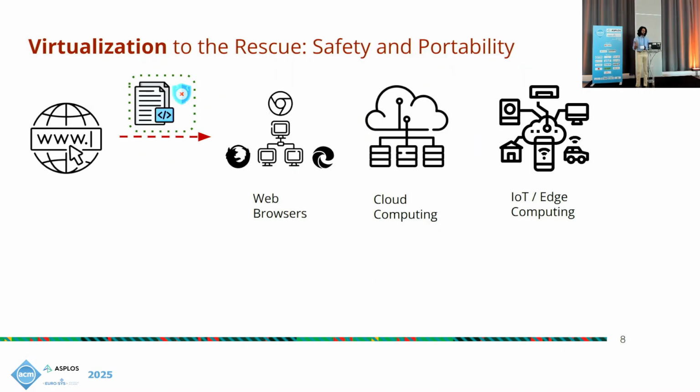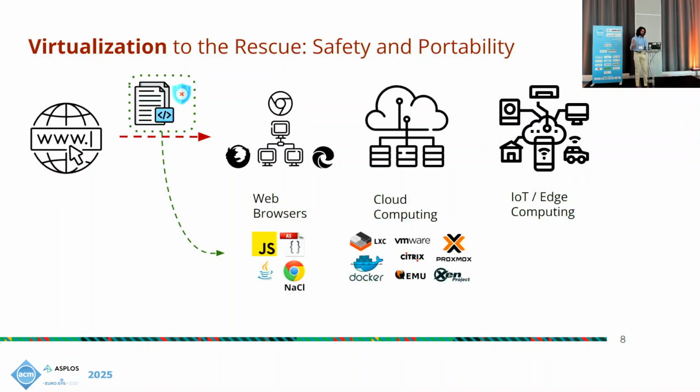But we have a solution for this. In fact, virtualization has been a really good way of taking software that's potentially unsafe and encapsulating it into a box. And across all of these domains we see, there are numerous ways we can virtualize software. For instance, in web browsers, we've seen language-level virtualization with JavaScript or ActionScript or even NaCl. In cloud computing, we've seen more OS-level virtualization with technologies like Docker, LXC containers, but also hypervisor-based solutions like QEMU and Xen and so on.